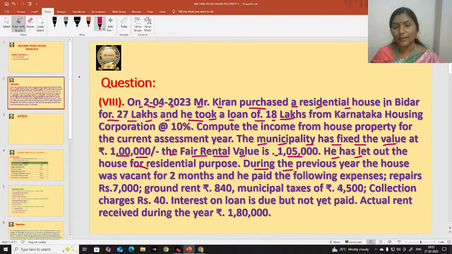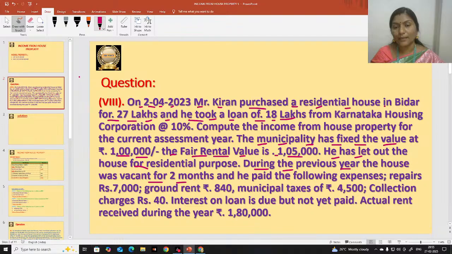During the previous year, the house was vacant for 2 months. So house was vacant for 2 months. Whenever the house is vacant for 2 months, that should be taken into account, and we should actually focus on this point whenever we calculate gross annual value. Okay, so here in gross annual value, the third step is very important. There we are going to take that.